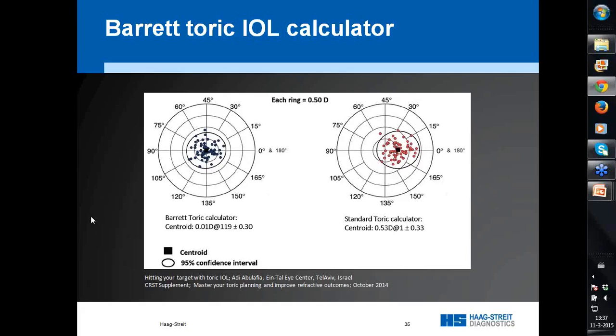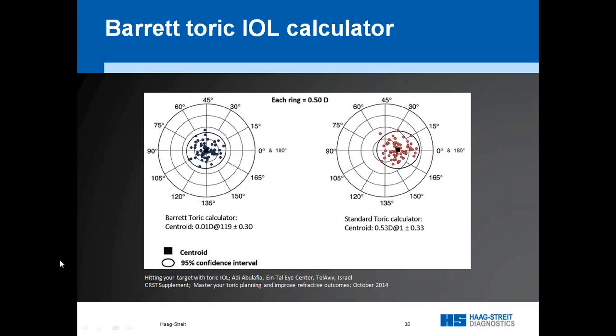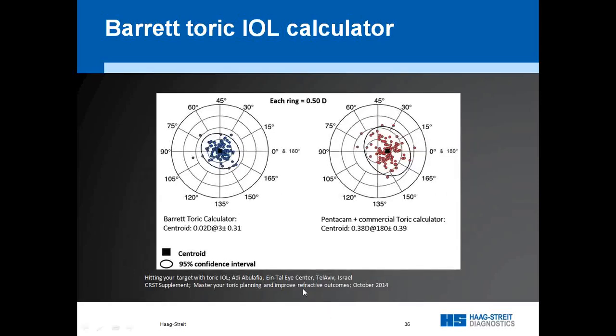If we look at the result from the Barrett calculator as compared to Pentacam measurements with the toric standard calculator, we see again the same thing, about 0.4 diopter of the centroid with the standard calculator and Pentacam, and Barrett is spot on.